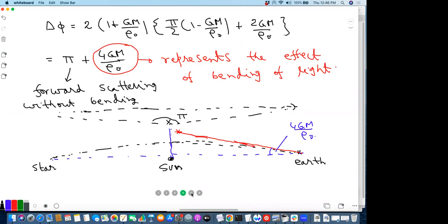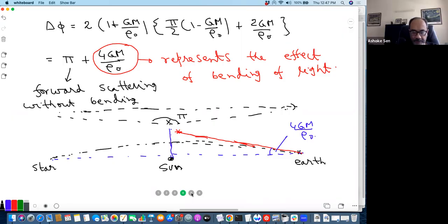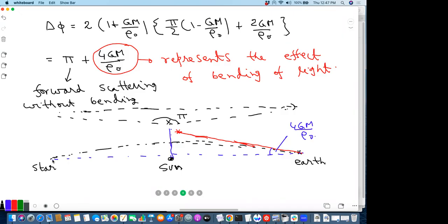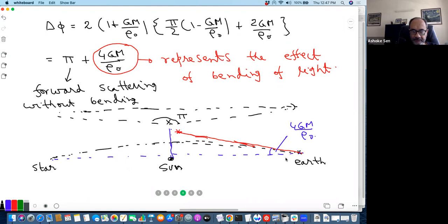Shouldn't it be 2GM by rho zero, because the net bending is 4GM by rho zero? So this angle you have marked in this diagram, this should be 2GM by rho zero, right? No, this is not 2GM by rho zero, because this is the angle. Let me explain. If the sun was not there, then the starlight would have come straight. The presence of the sun bends the light, right?